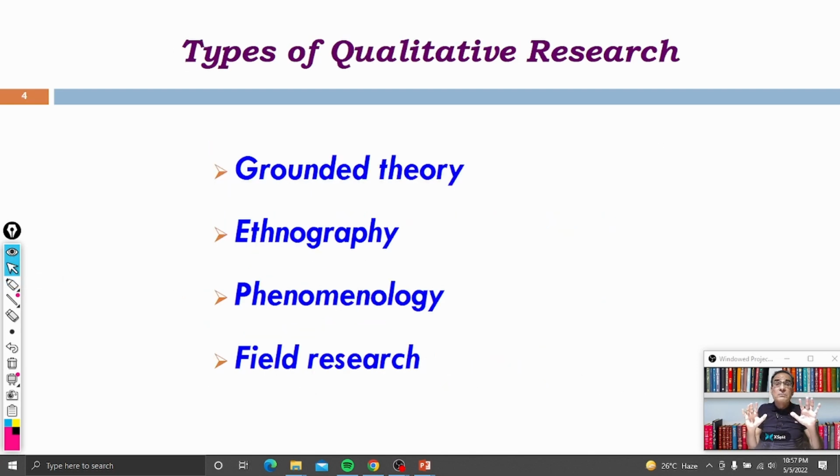There are types of qualitative research. Four types are very popular, and these are grounded theory, ethnography, phenomenological, and field research. There are some other types of qualitative research, but in this lecture, I will discuss mostly ethnography and field research.